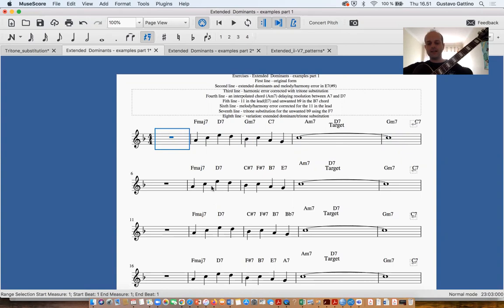In the second line, exactly in the second bar, we can see a connection of many extended dominant chords. So, 7 chords with a distance of a fifth apart from each other, just to arrive at the D7.